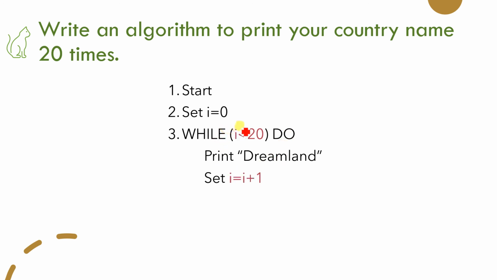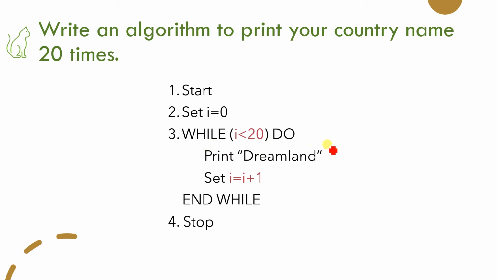Then to drive the loop, to make the condition false, we have to write set I is equal to I plus 1, which makes the while loop execute 20 times. Then I have to mention the end while, then we have to stop here. Everything is related to the syntax of while loop, every line is included over here, only the statement part is changed.